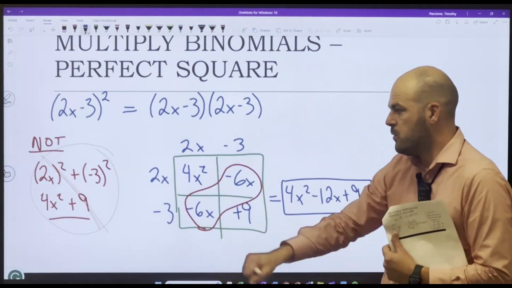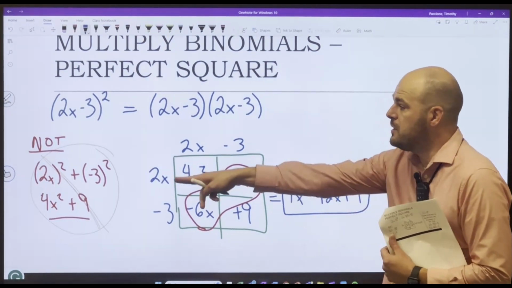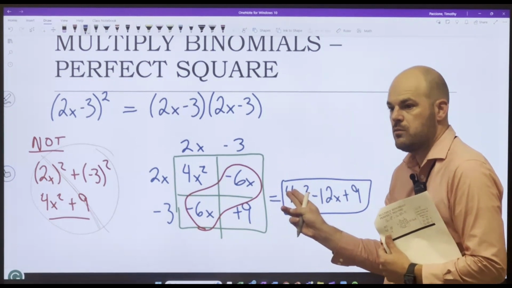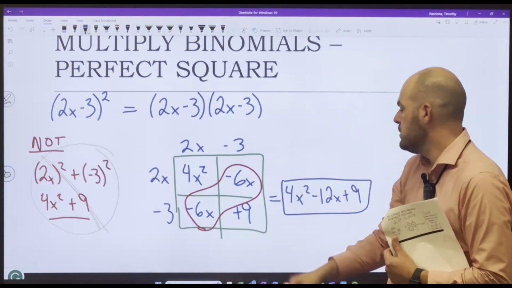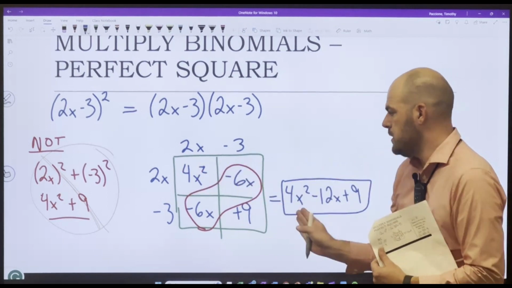Compare that answer to what we had over there. What's missing? Yeah, you lose the middle term if you don't do this, right? It ignores the middle term, and you can't do that. You want the right answer. So don't do that. Do this.